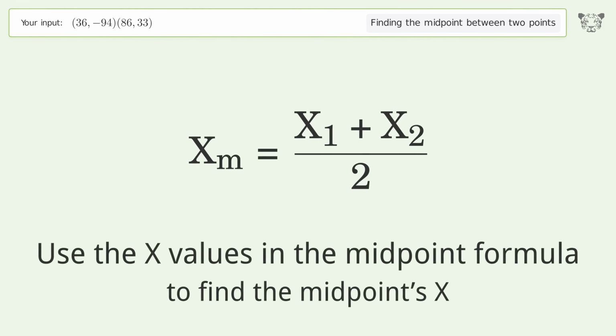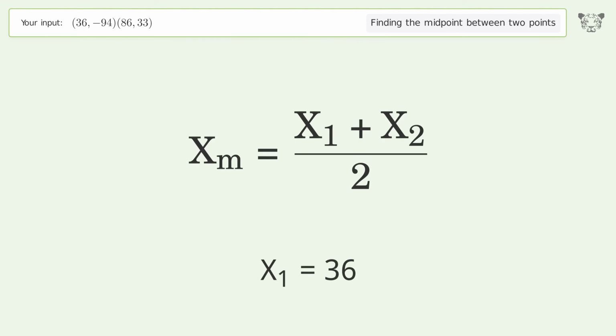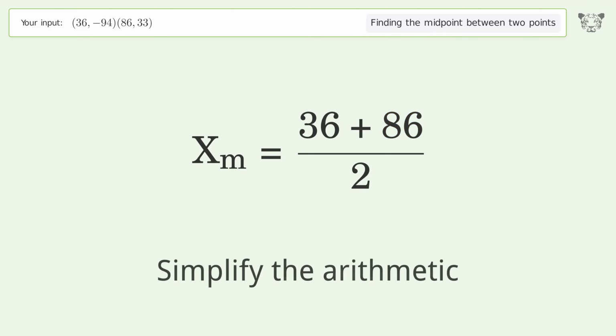Use the x values in the midpoint formula to find the midpoint's x. x1 equals 36. x2 equals 86. Simplify the arithmetic.